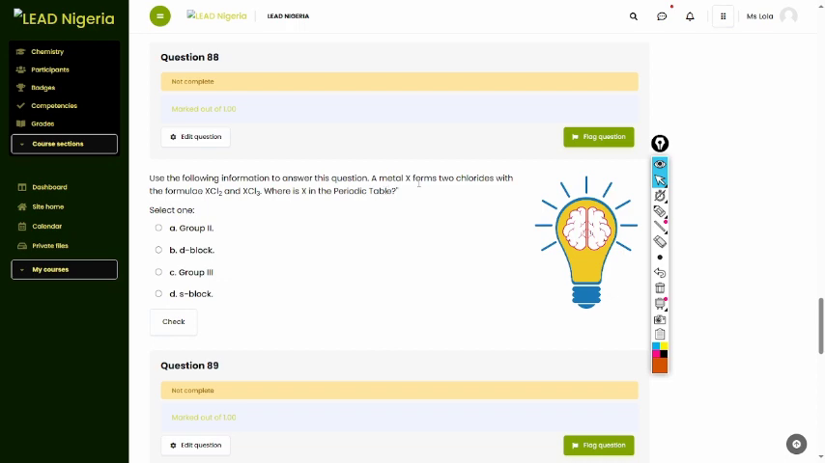A metal X forms 2 chlorides with the formula XCl2 and XCl3. Where is X in the periodic table? Okay, so let's find out. XCl2 and XCl3. Now chlorine here will always have a combining power of 1, but we see that X can have a combining power of 2 and 3. So plus 2 and plus 3, since that is the cation.